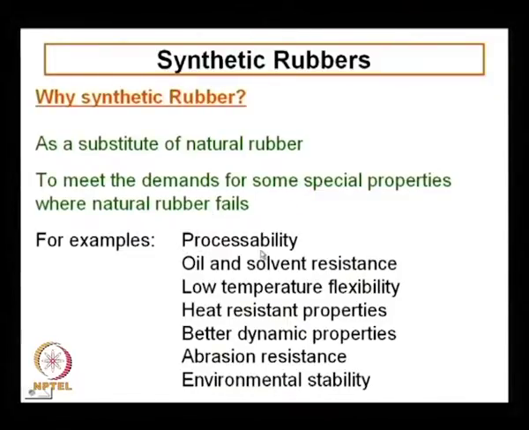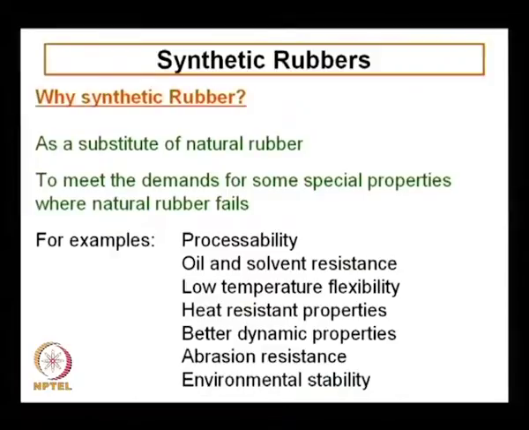For example, processability, oil and solvent resistance, low temperature flexibility, heat resistance properties, better dynamic properties, abrasion resistance, environmental stability. For example, say for a petroleum hose in the fuel filling stations, where the fuel diesel or petrol is pumped from the reservoir to the car, a pipe is used, that pipe is made of rubber. There natural rubber is not suitable, because natural rubber will swell, even if it is cross linked, it will swell in contact with diesel or petrol. But if you take some special synthetic rubber like nitrile rubber or chloroprene rubber, that is resistant to swelling in those oils.